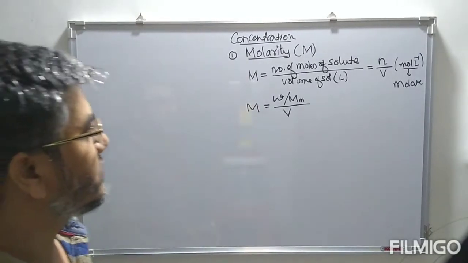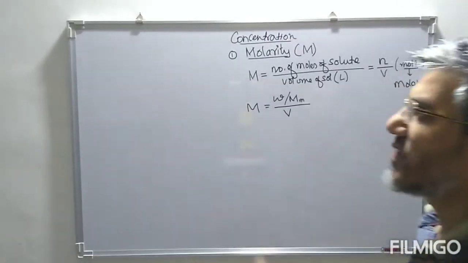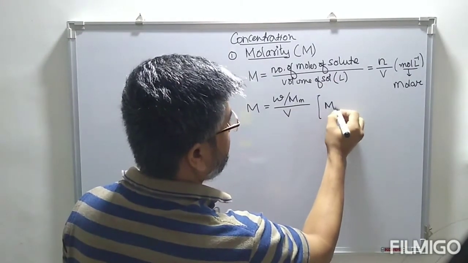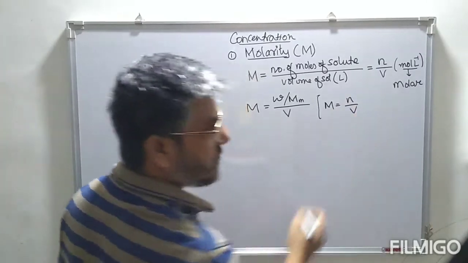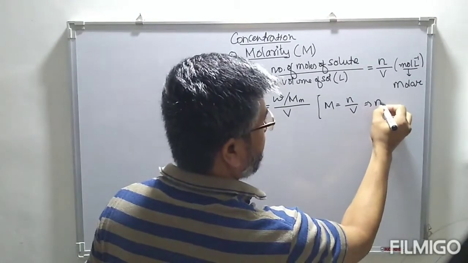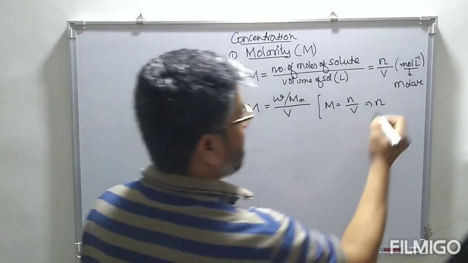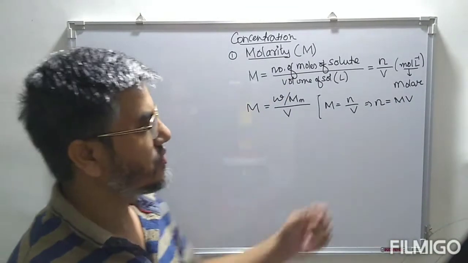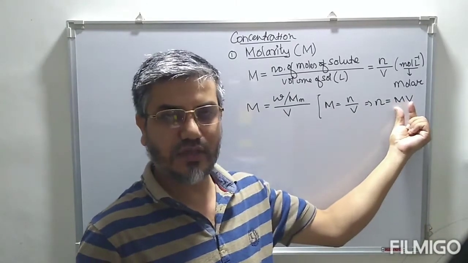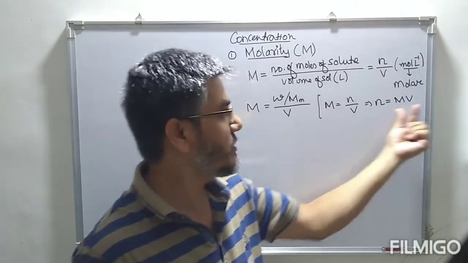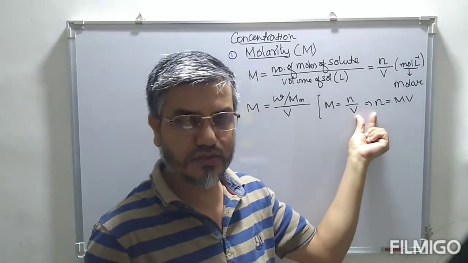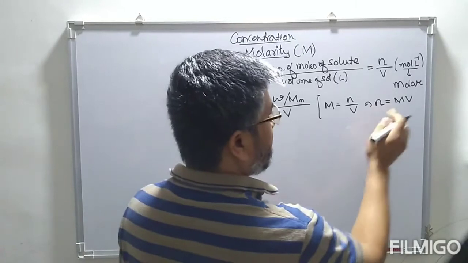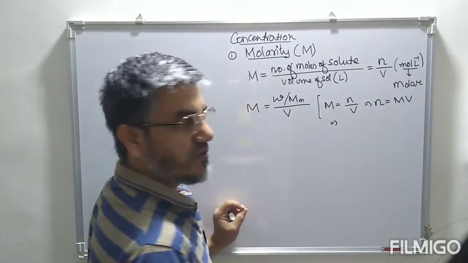Now if you look at this equation very carefully, we have molarity equals number of moles by volume. So therefore, number of moles is equal to molarity into volume. So the concentration expressed in terms of molarity multiplied by total volume of solution gives you the total number of moles of the solute present. If this is the total number of moles, then we can also define what is the mass of the solute.